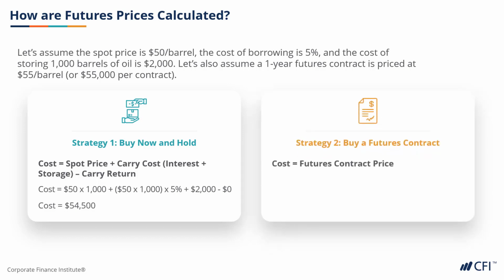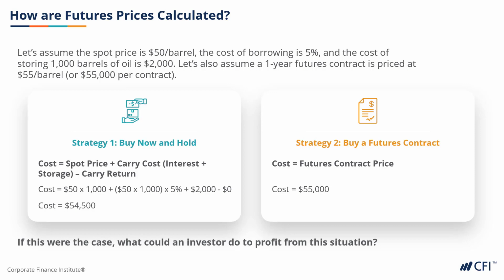Strategy 2 is more straightforward. It just entails buying a futures contract, and the cost will be the futures contract price, in this case, $55,000. If this were the case of strategy 1 and strategy 2, what could an investor do to profit from the situation?